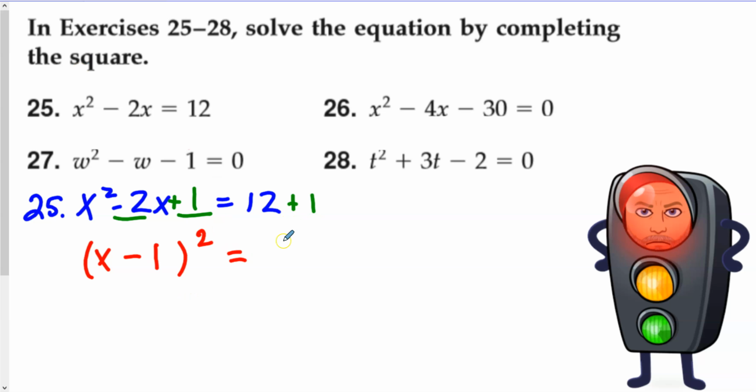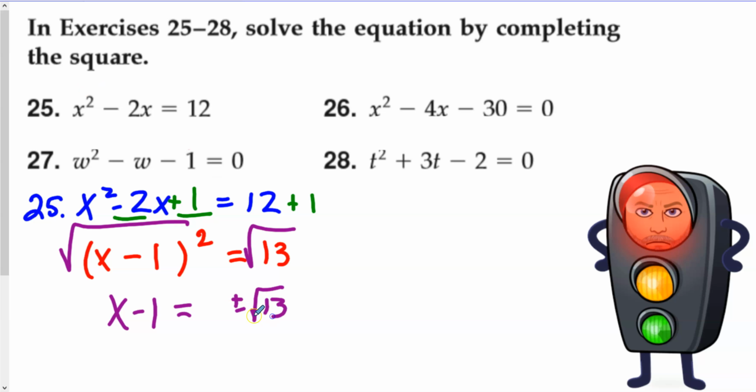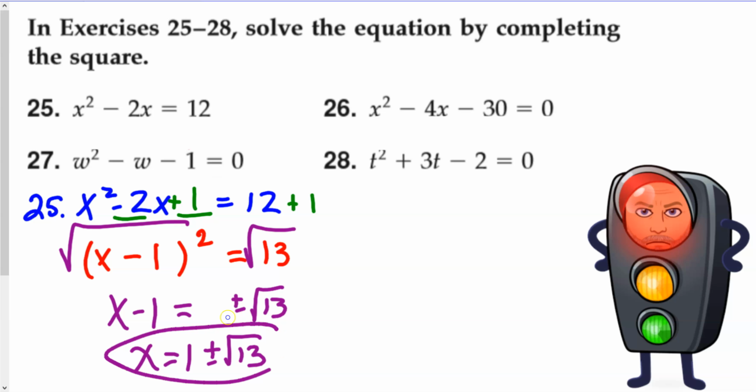And on the other side, 12 plus 1 is 13. And then you finish it off. Take the square root of both sides. You get x minus 1 equals plus or minus the square root of 13. Add 1 to both sides, and your answer is 1 plus or minus the square root of 13. Okay, pause the video, do these three problems.